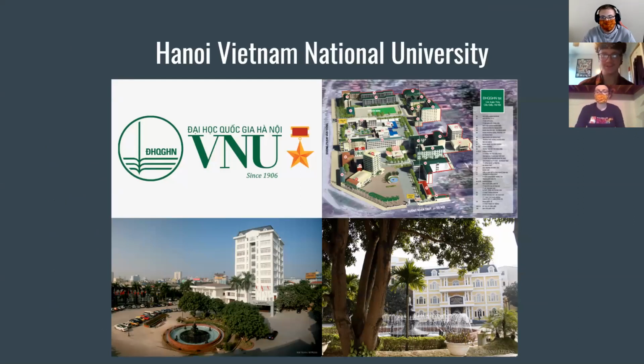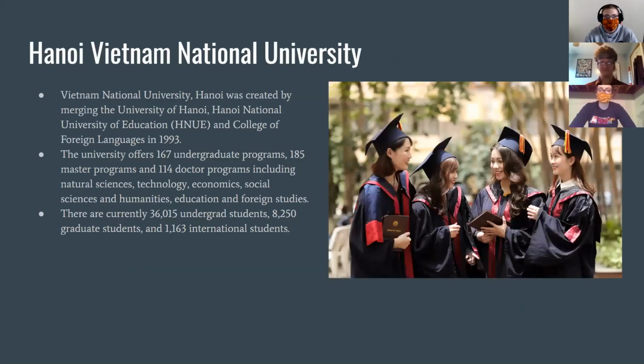Our next stop on the voyage is Hanoi, Vietnam National University. Vietnam National University, located in Hanoi, was created by the merging of University of Hanoi, Hanoi National University of Education, and the College of Foreign Languages in 1993. The university offers up to 167 undergraduate programs, 185 master programs, and 114 doctoral programs, including studies of natural sciences, technologies, economics, social sciences, humanities, education, and foreign studies.